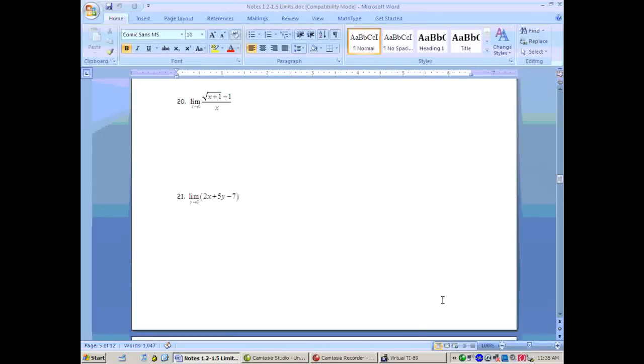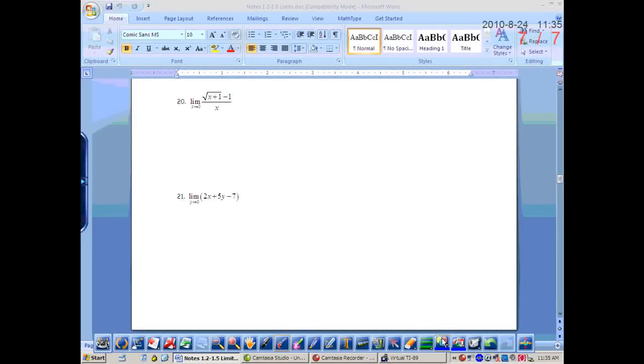What do you think we need to do on number 20? Good. Multiply by the conjugate. The part that's kind of giving us the trouble is that square root, so we want to multiply by the conjugate of that numerator. And the conjugate of the numerator is the square root of x plus 1 plus 1. And we're going to multiply that on top and on bottom. This is called multiplying by a clever form of 1. Root x plus 1 over itself really is just 1.